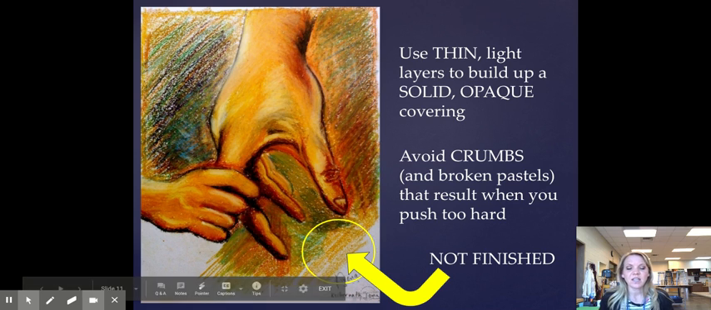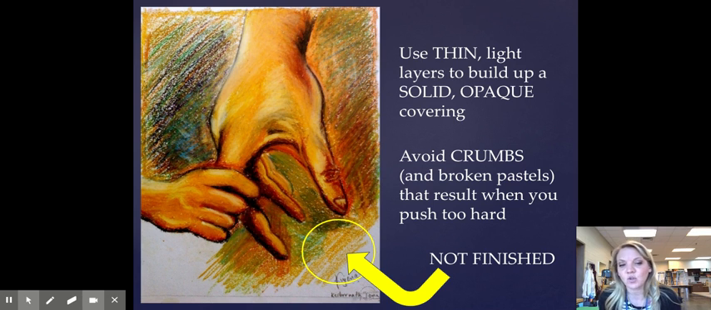If when you're coloring you get a lot of crumbs, you are pressing too hard and you want to back off on your pressure. So you want to avoid crumbs, and oil pastels really shouldn't break. If you are having a hard time and your oil pastel breaks, it's because you're pressing too hard. So again, back off your pressure.